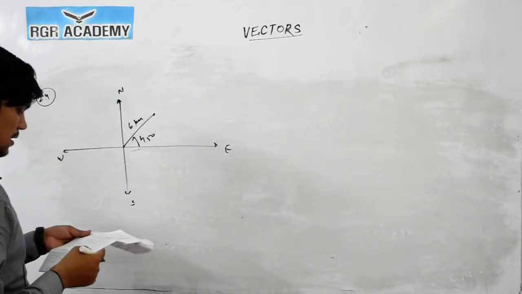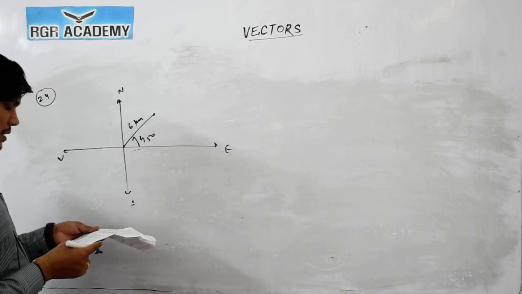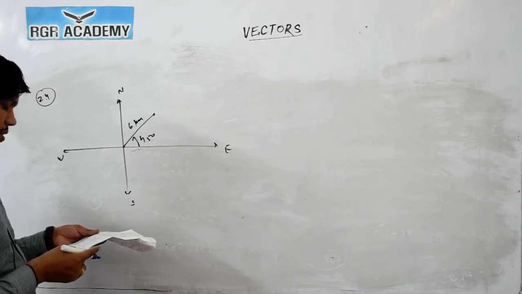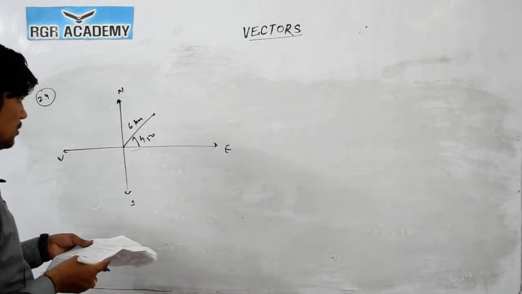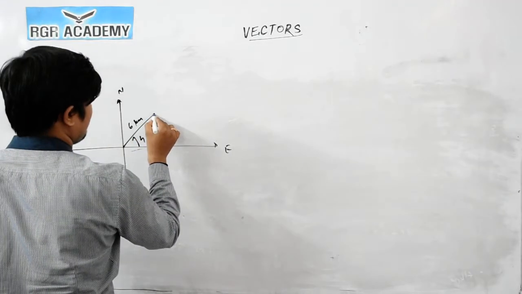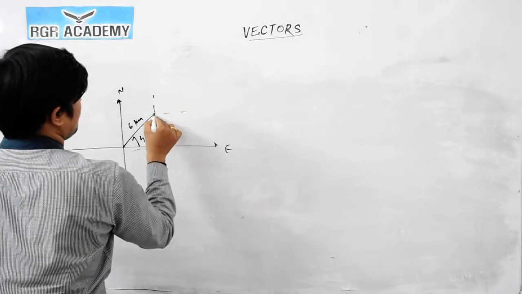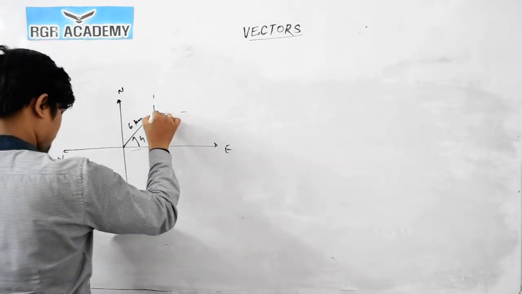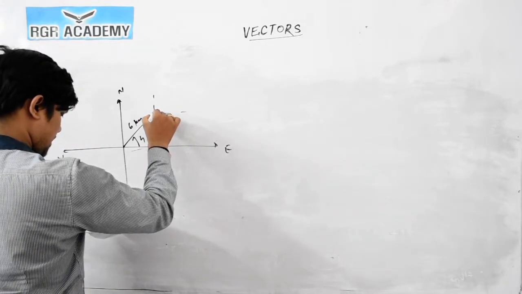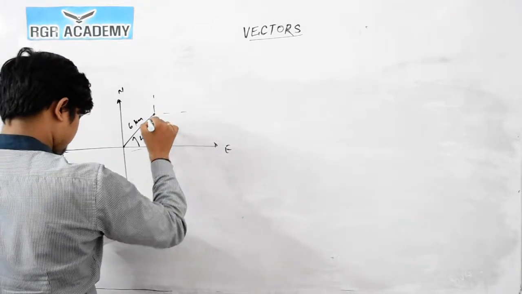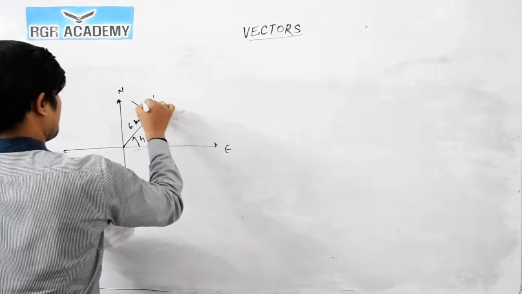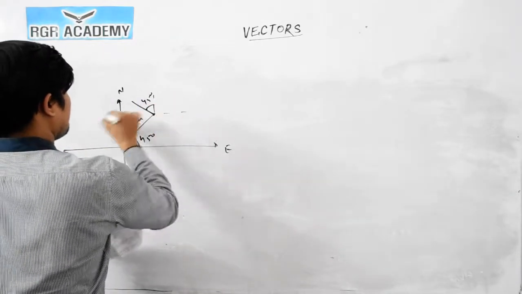After that, the car travels a distance of 4 kilometer towards north at an angle of 135 degree to the east. So at an angle of 135, this is 90. So from here, what distance is the car traveling? 4 kilometer. So like this, this angle should be equal to 45 degree, then it will be 135.